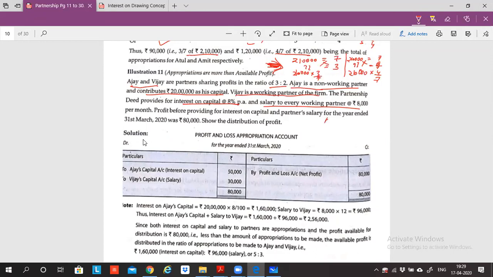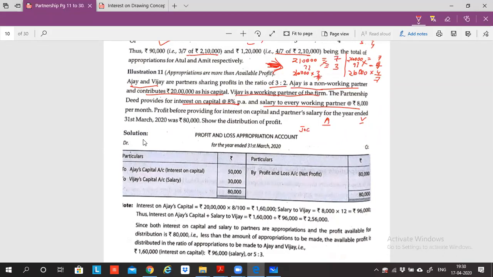Now there are two partners, Ajay and Vijay. Ajay is a non-working partner and Vijay is a working partner. Ajay has contributed 20 lakhs. Since he's contributed the capital, he says that since I'm giving you the money, I'll not do the work. And since Vijay has not contributed capital, he says he should get a salary because he's working hard for this firm. It's fair. As per the partnership deed, the interest on capital is 8%. So interest on capital for Ajay will be how much?